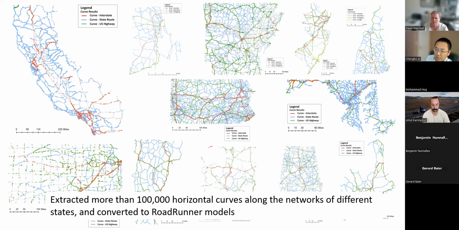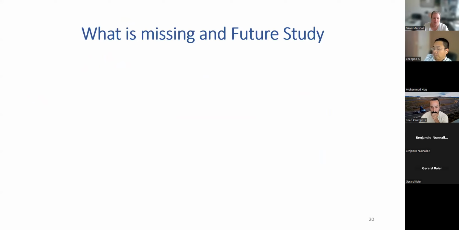So far we extracted more than 100,000 horizontal curves along the network. And then there's batch code processing to convert them into Roadrunner models, which means we have 100,000 horizontal curve scenarios that we can potentially let the drivers or participants use. Okay, and here are just some examples of the curves that we extracted. You may recognize some of the states that you're in.